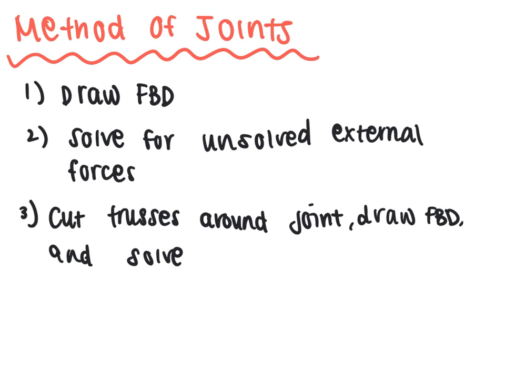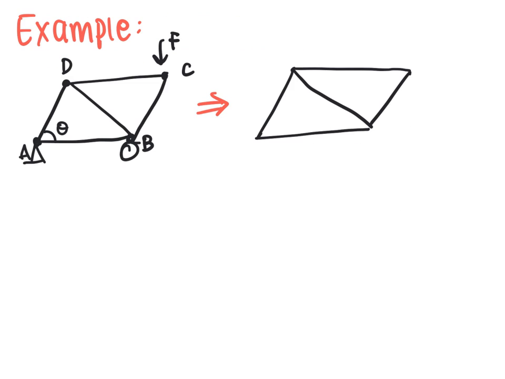You're going to draw a free body diagram of your entire system, solve for the unsolved external forces. Then we're going to cut it up around the joints and draw free body diagrams around a certain joint, and we're going to be able to solve for all those trusses. The best way to probably learn this is going to be through an example.